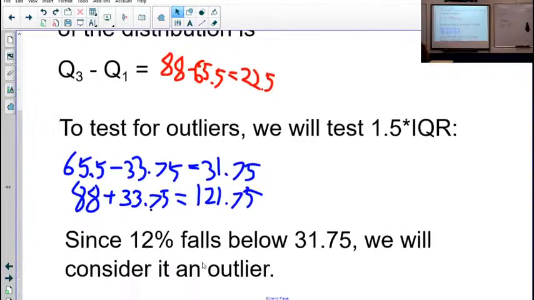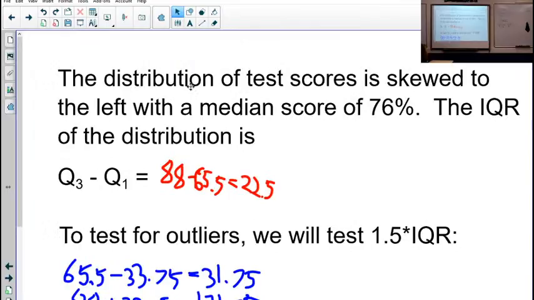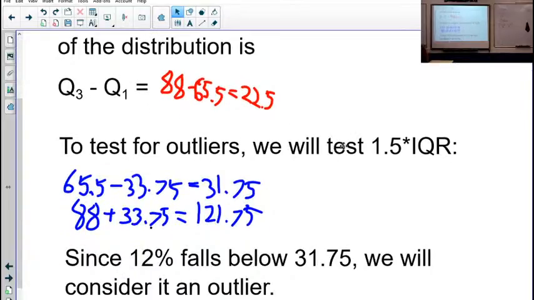Let me give you these because we've already done this before. So the distribution of test scores is skewed to the left with a median score. Again, we're talking about context, so we have test scores and median score. The interquartile range, so now we're talking about spread, of the distribution is Q3 minus Q1. We're showing how it's calculated. To test for outliers, we'll test 1.5 times IQR. We did it. Since 12% falls below 31.75, we will consider it an outlier.